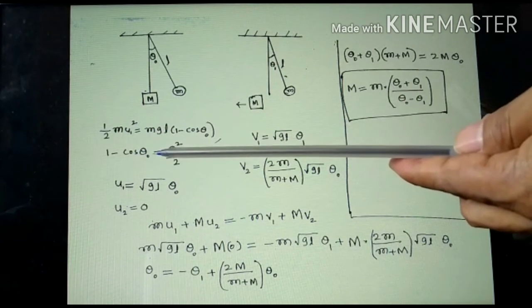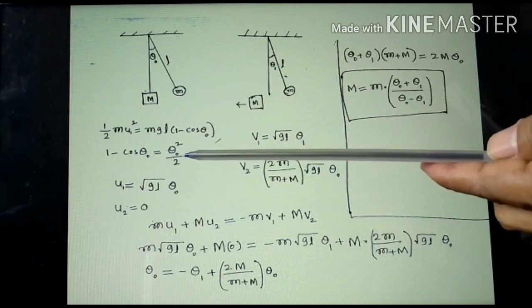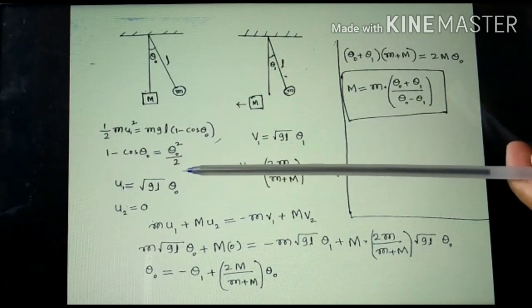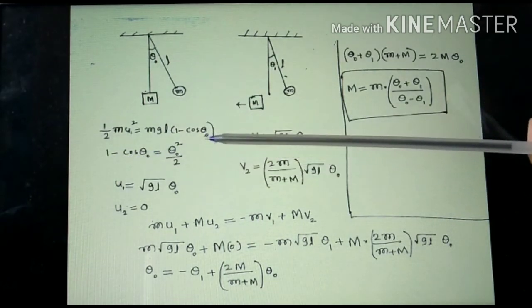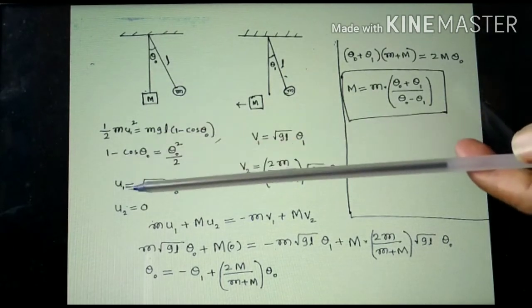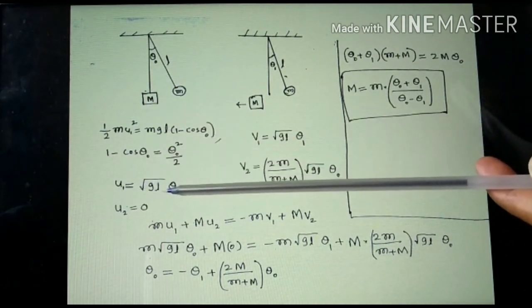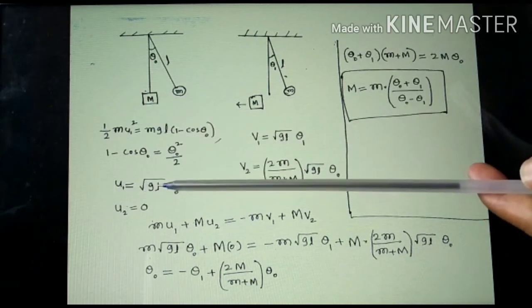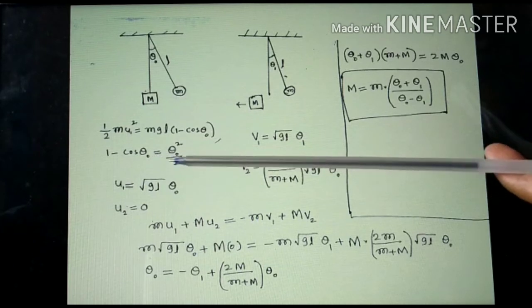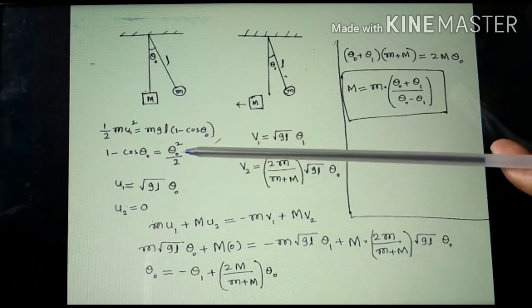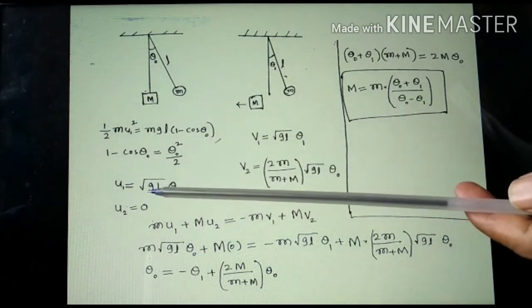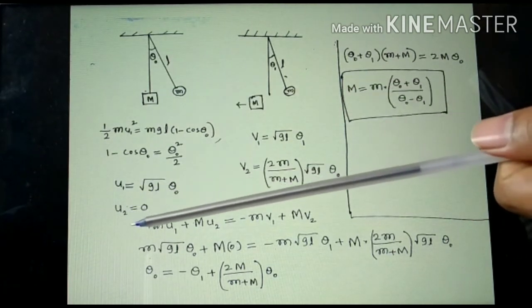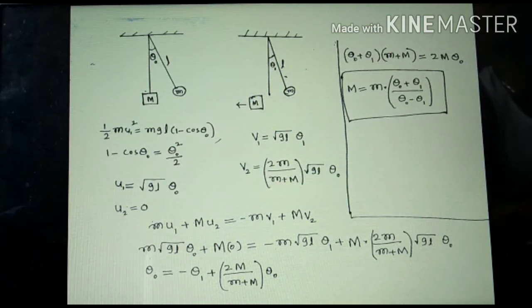So this is 1 minus cos theta naught, and that's why you will get theta naught square by 2. This is the approximation we have to use because the condition is given for small angles. So simply I am writing u1 equals square root of GL theta naught, because the half cancels. You simply substitute: 1 minus cos theta naught is theta naught square by 2, so you get u1 equals square root of GL into theta naught. u2 is the initial speed of the capital M, that is 0, it is at rest.